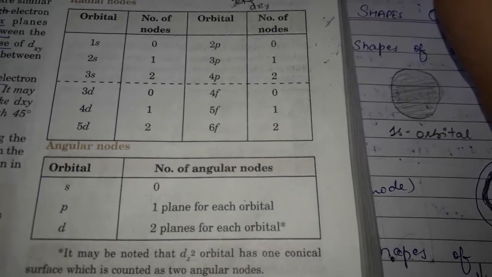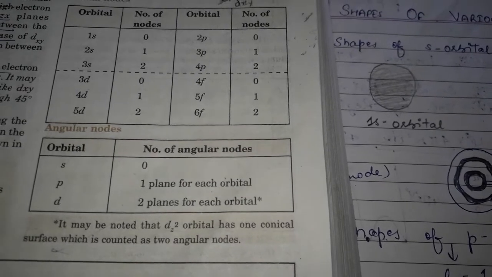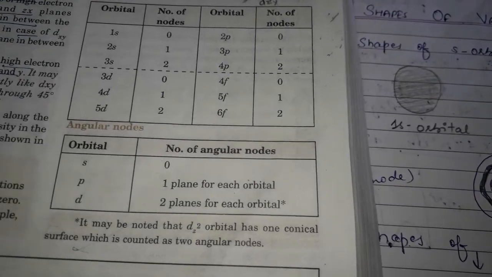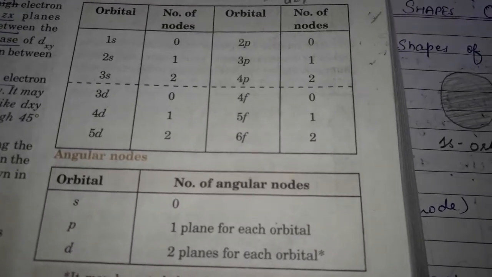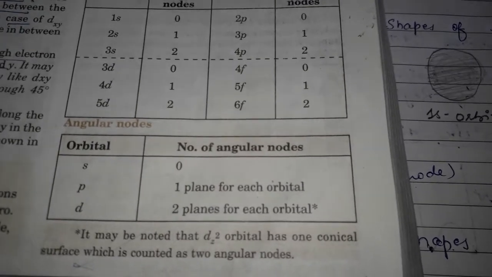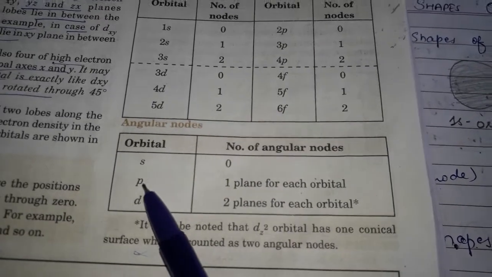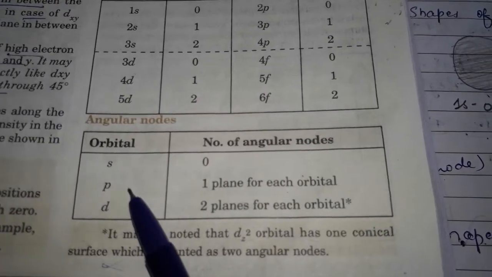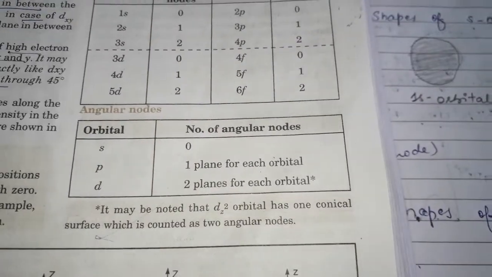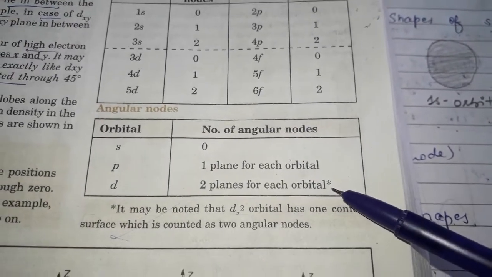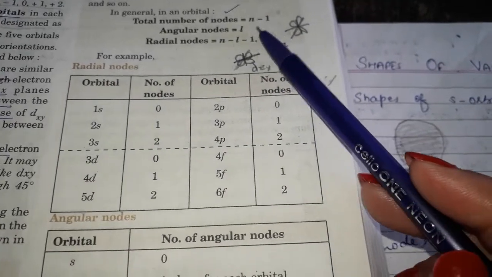Radial node is basically the probability density function for np and nd orbitals. But in case of 2px, the YZ plane is a nodal plane where the probability of finding the electron is 0, that is known as an angular node or nodal plane. Angular nodes are given by the values of l. For s, the value of l is 0, so the number of angular nodes is 0. For p, the value of l is 1, so the angular node is 1. And for d, the value of l is 2 and the number of angular nodes is 2. These are the radial nodes. This table is formed by using these formulas.